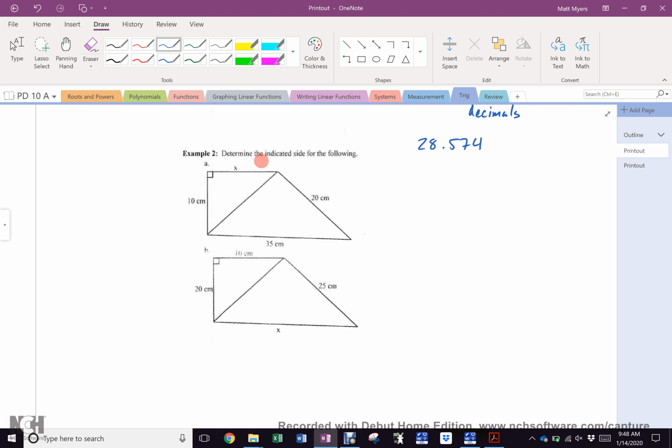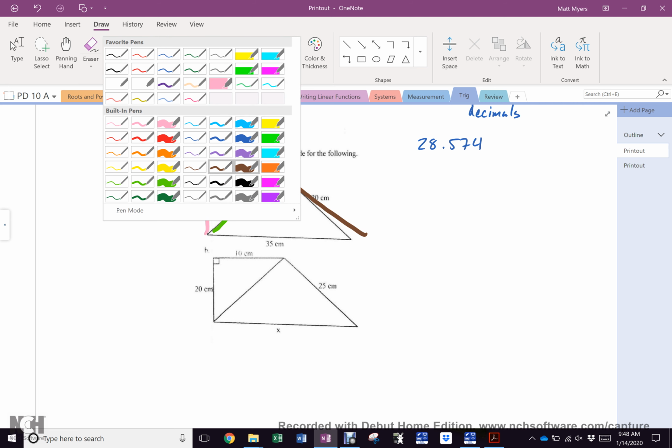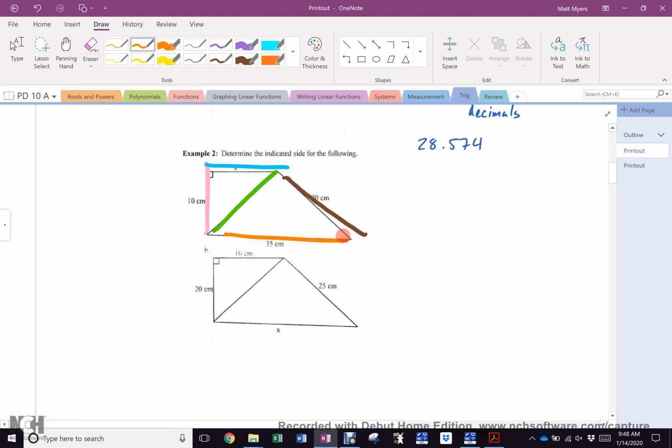You find the height of... Okay, I'm going to put some colors on here because it's confusing. I'm going to put pink, blue, green, brown, and what am I missing? Orange. Now talk. You would use the theorem to find what?